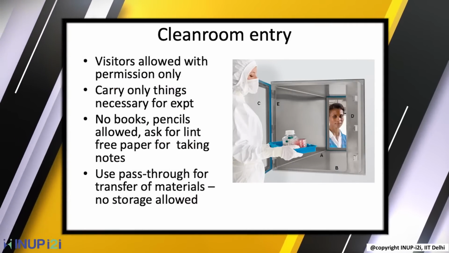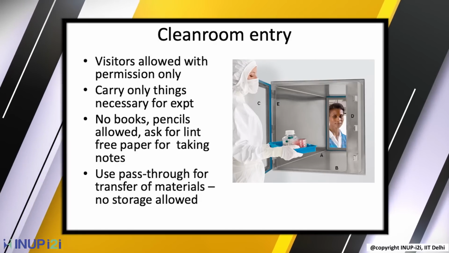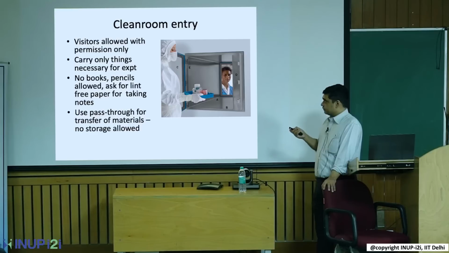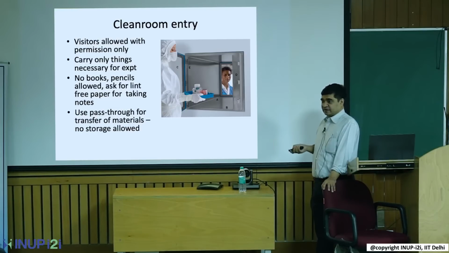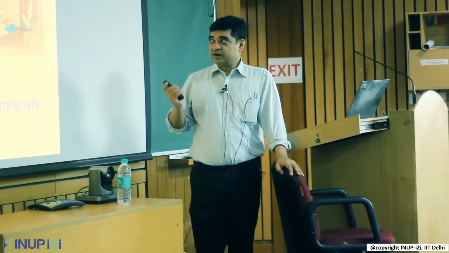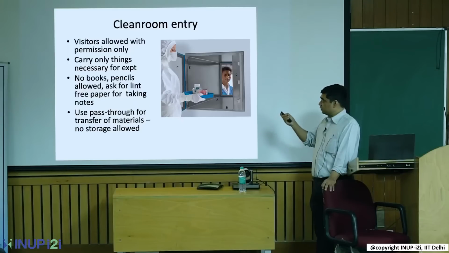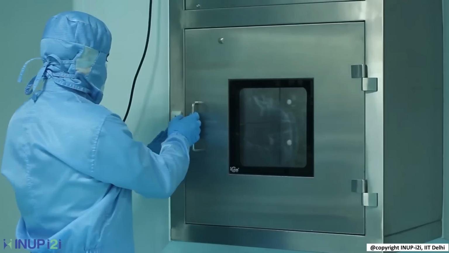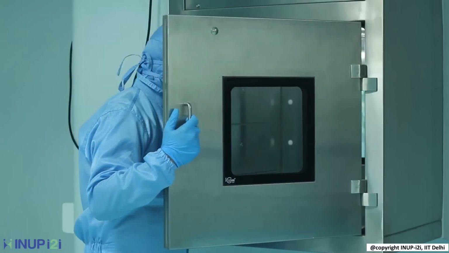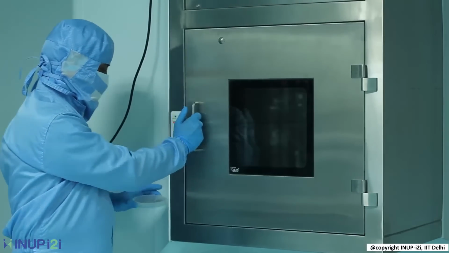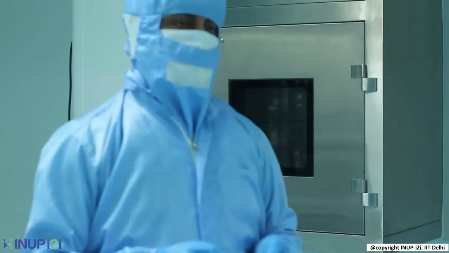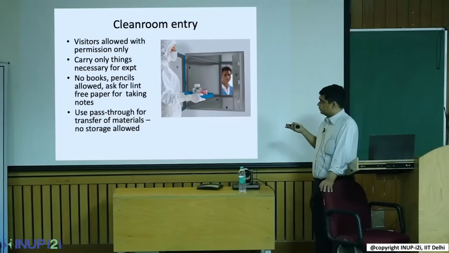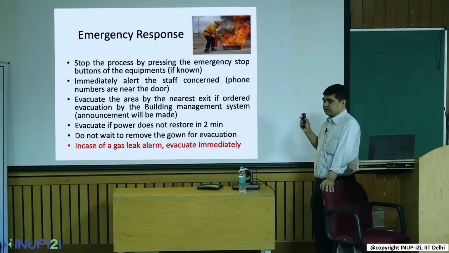No. There is something called a pass box, which has doors outside and inside, but only one of them opens at a time. So if the inside door is open, the outside will not open. Only if this is closed will the outside open. So at no point can both doors be open. You put your sample here before, and ideally, once you go inside, you take a tissue and wipe it down with acetone, so that there is minimum dust. So I'll come to safety now.